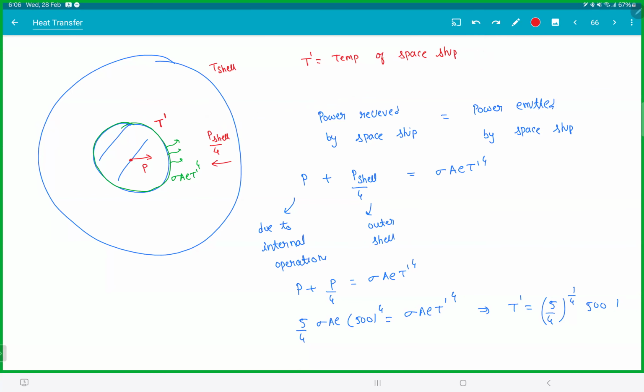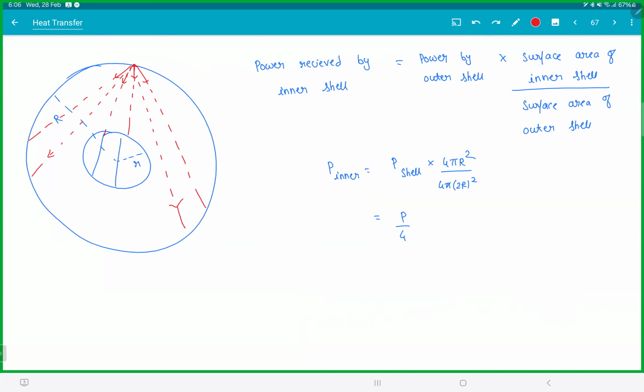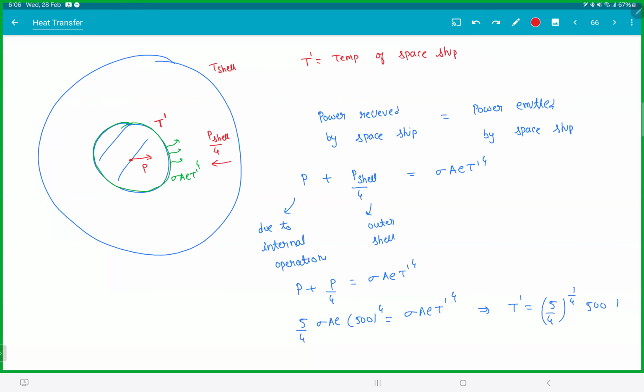And that ratio will depend on the surface area. So power received by the inner shell due to the outer shell will be in the ratio of the surface areas. In that case, it is P by 4. So you are getting P from inside and P by 4 from the outer shell. That should be equal to your own emission. Again, why? The spaceship is in steady state. Since the temperature of the spaceship is constant, whatever you're getting should be equal to whatever you're leaving. Equate and you're done. Please check. Ask me if you're confused. Any step you're not clear about?